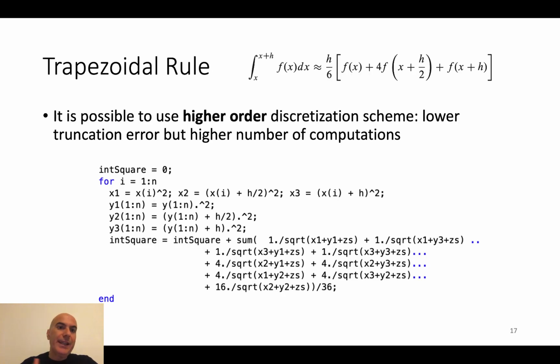linearly. As an assignment, we will ask you to estimate the truncation error for a different numerical scheme called the trapezoidal rule. Of course, it's possible to use a much more refined, higher order discretization scheme, which will have a lower truncation error but also a higher number of computations. So we provide you the code and we are going to ask you to perform a convergence test, increasing the number of grid points and checking the error, and also to perform an extrapolation to zero cell size.